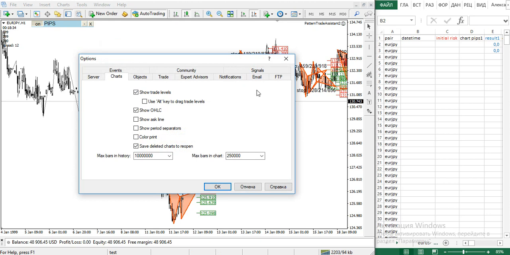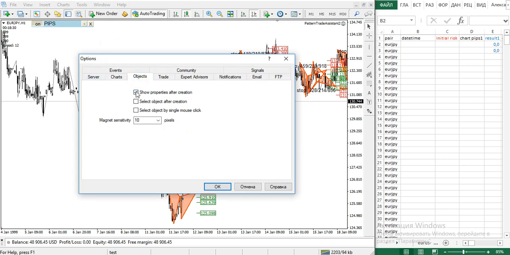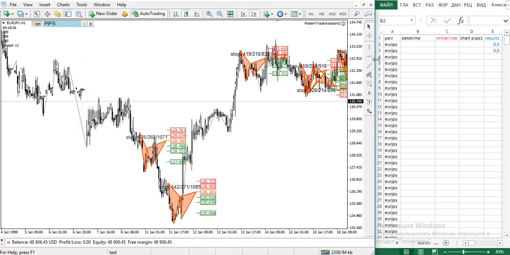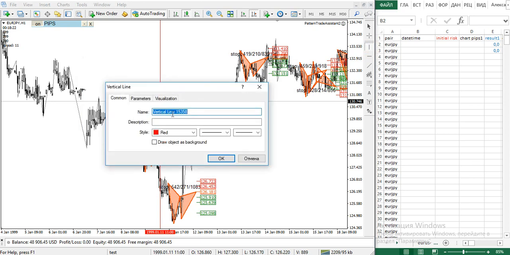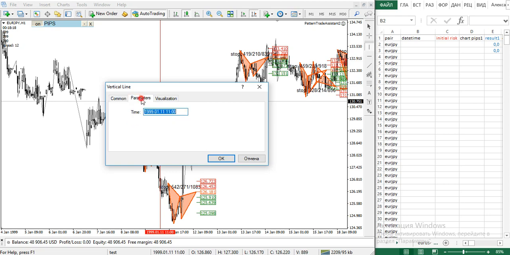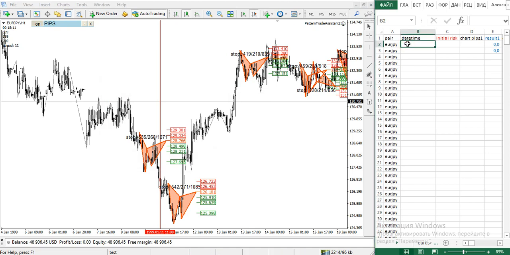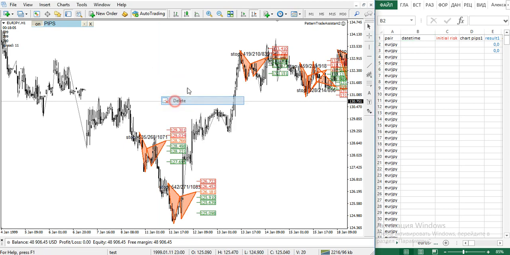If we go to options and we go to chart objects, enable show properties after creation. It means that when I use this line, it shows me the parameters, the options of that. And I go to parameters, and what I do, I copy this time, Control C. You see that? And then I simply paste it, Control V here. It is very fast to record the time.